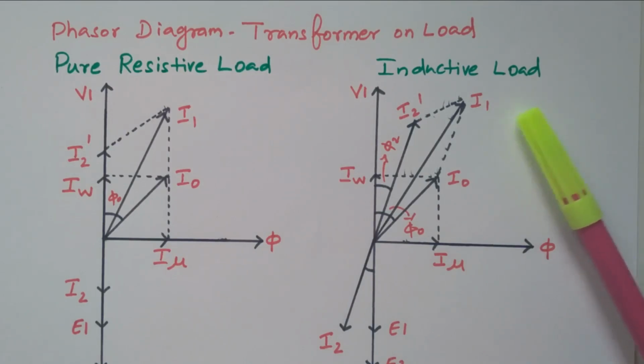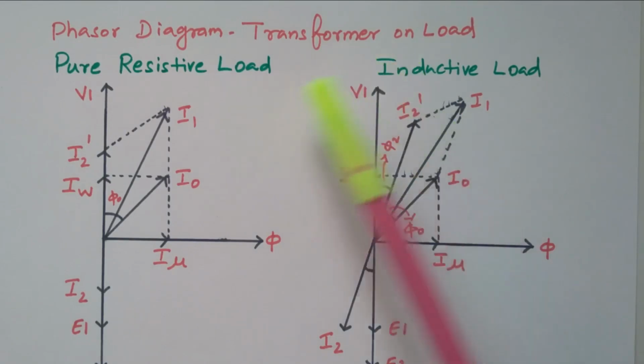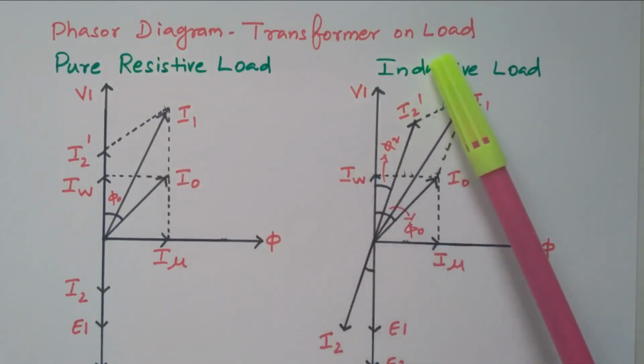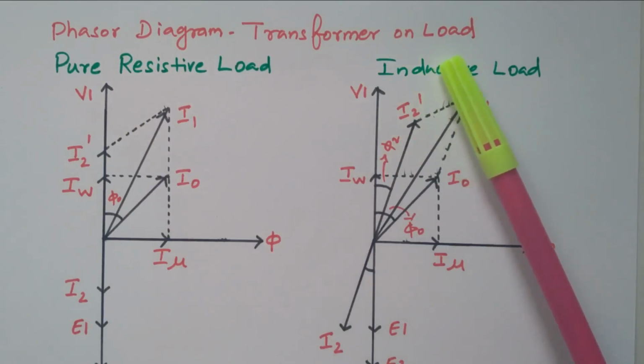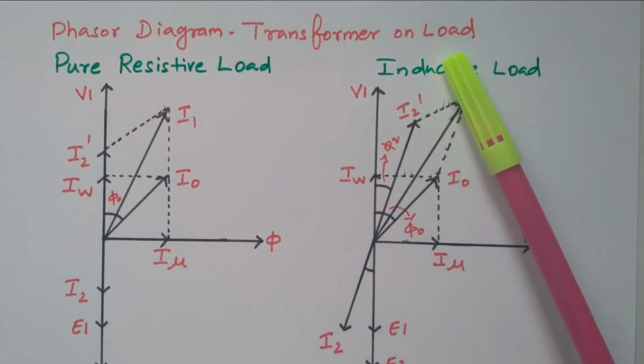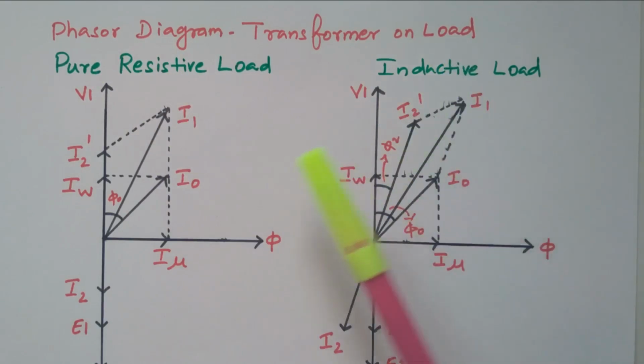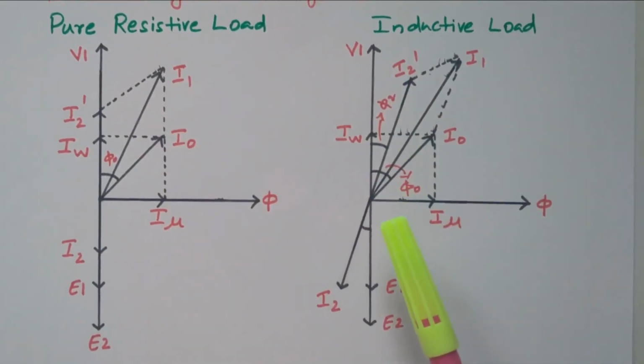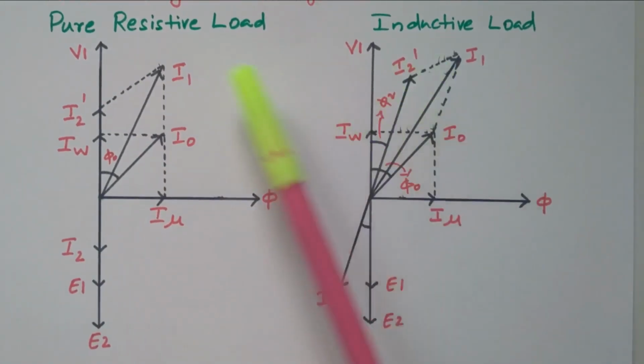Now we will go to the topic transformer on load. For that we can see the phasor diagram. The transformer on load topic is available in a separate video, and the link is available in the description box. Now we will go to the phasor diagram. We have the resistive load and inductive load. Capacitive load is also available, that we will see later. First we will see the resistive load.